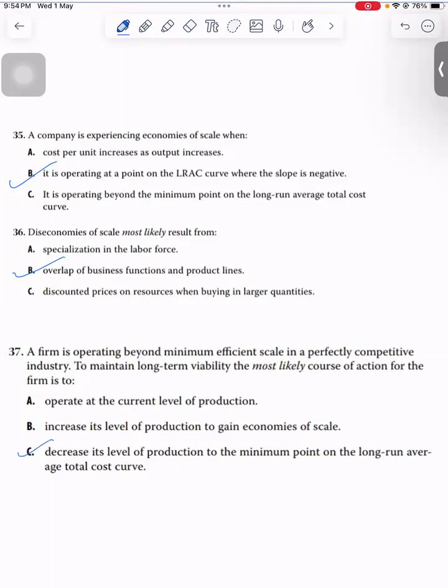See what it is written. A firm is operating beyond minimum efficient scale. So this is the U-shape diagram. This is the efficient scale. Beyond means towards the right side, somewhere here. So if you are operating here, beyond minimum efficient scale, what will be the course of action? Right, we will decrease the level of production because this is diseconomies of scale. So we will decrease the production up to minimum efficient scale.